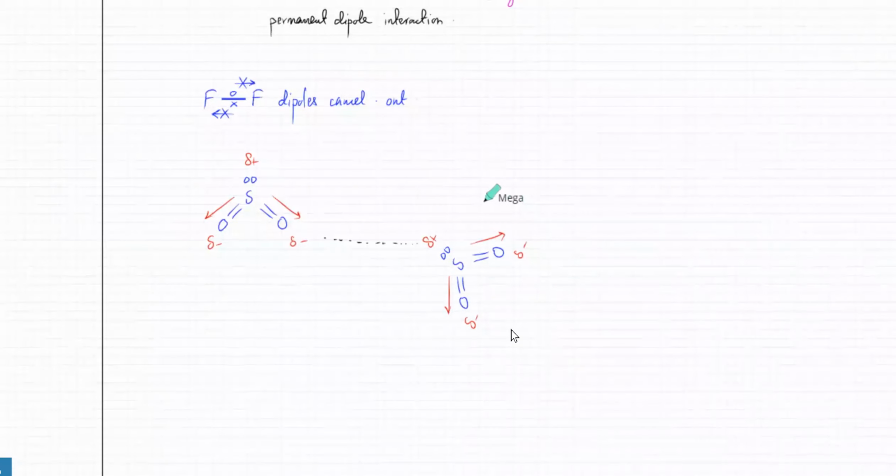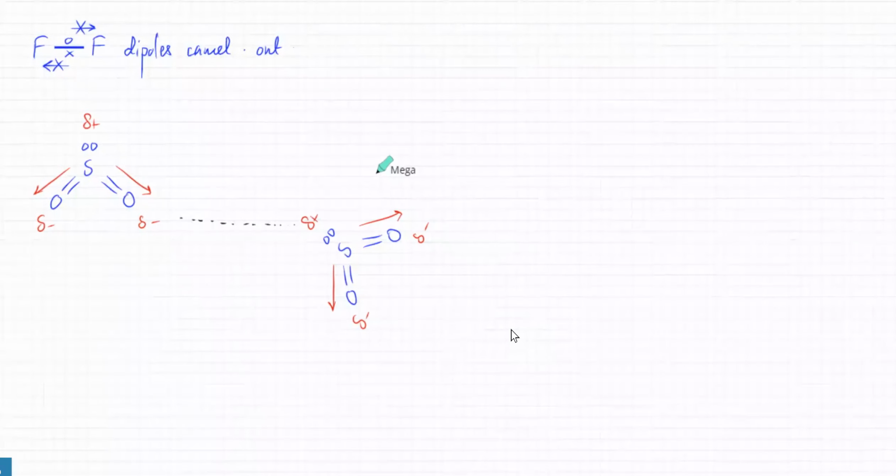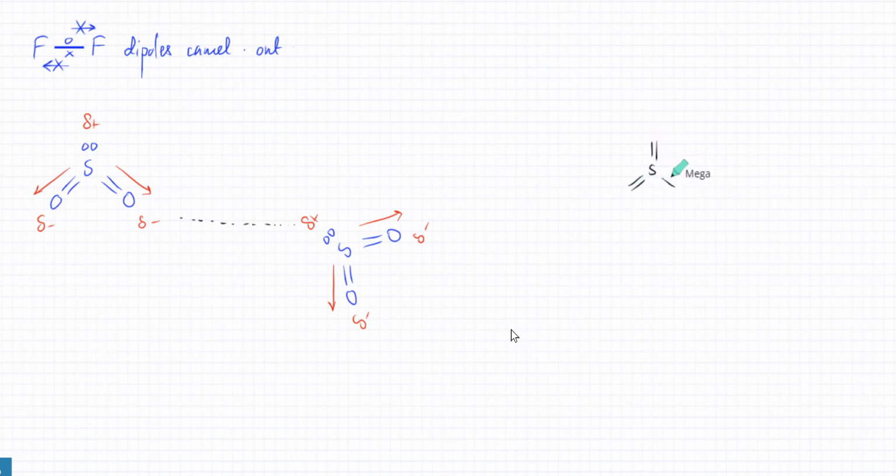Now, the other thing is, let's take the same example of sulfur, but this time it's sulfur trioxide. Now, sulfur trioxide is a fan-shaped molecule. Sir, you said that the negative side of one will attract the positive side of the other. Yes, negative and positive are the ones that attract, right?